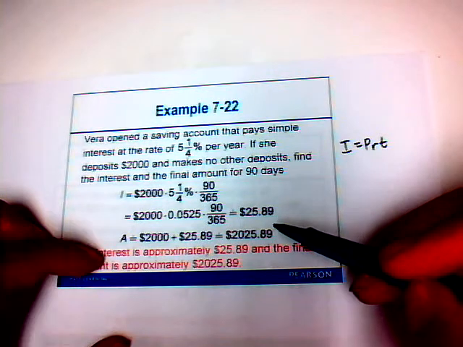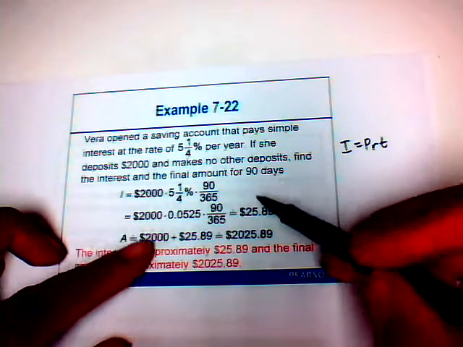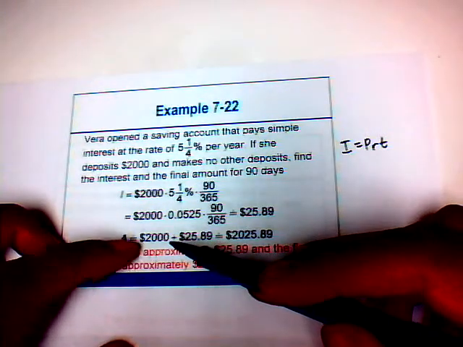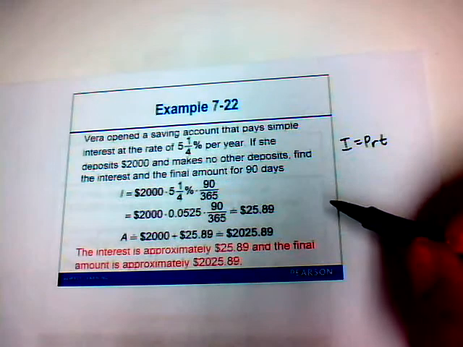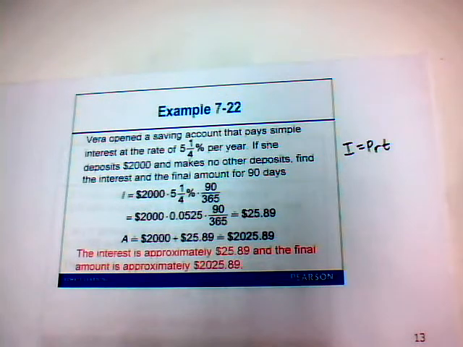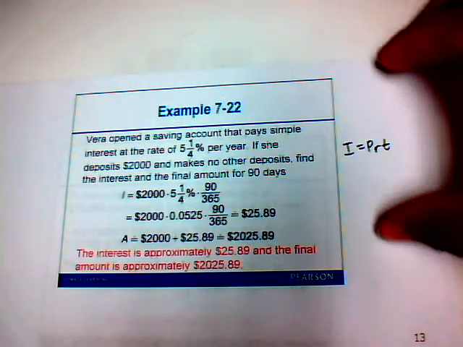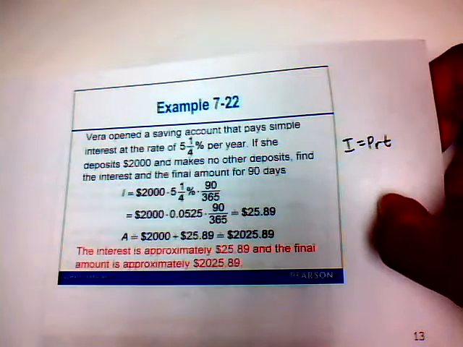The final amount would be this: the interest plus the principal, $2,000 plus the $25.89, which will be $2,025.89. So to answer that question, the interest is approximately $25.89, and the final amount will be approximately $2,025.89.